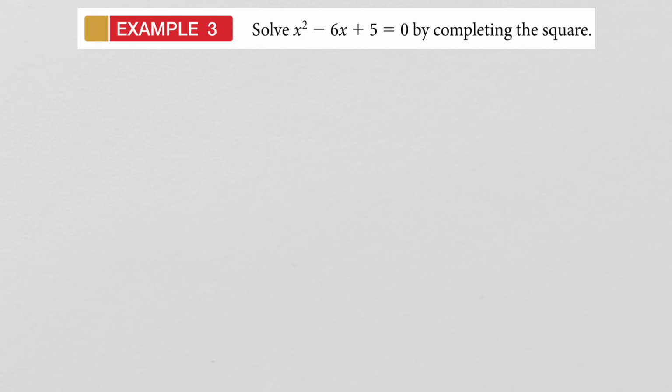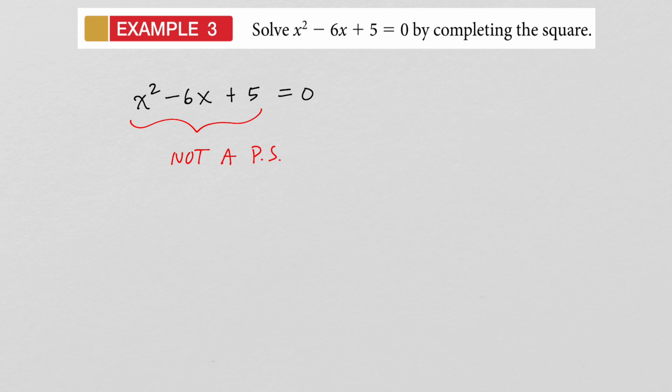So now we're going to take this technique and we're going to use it to solve this problem. So we want to solve x squared minus 6x plus 5 is equal to 0. We want to solve this by completing the square. So I have x squared minus 6x plus 5 is equal to 0. Notice that this is not a perfect square. So what I want to do is make it a perfect square.